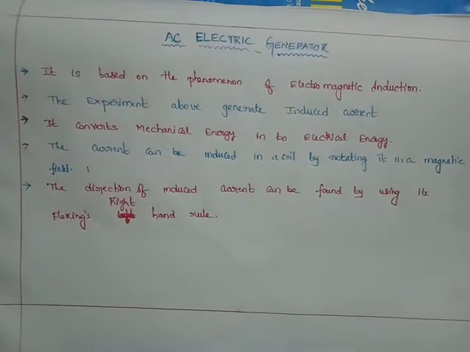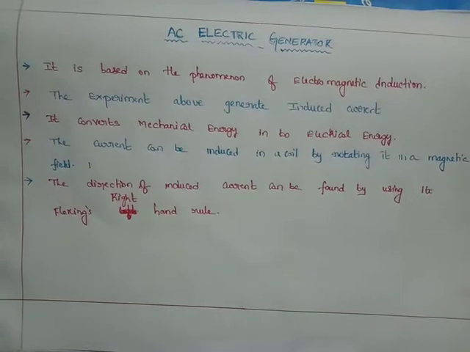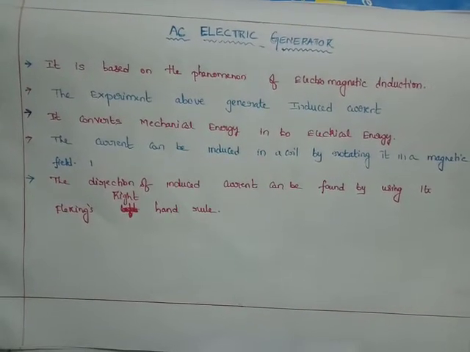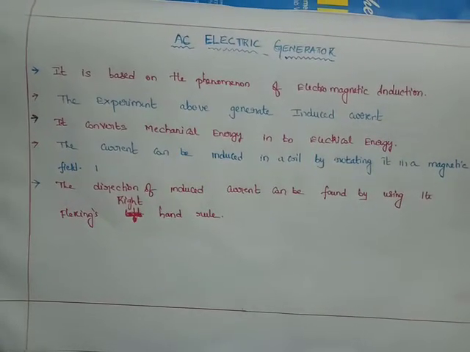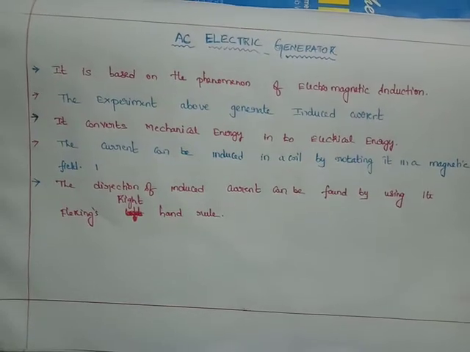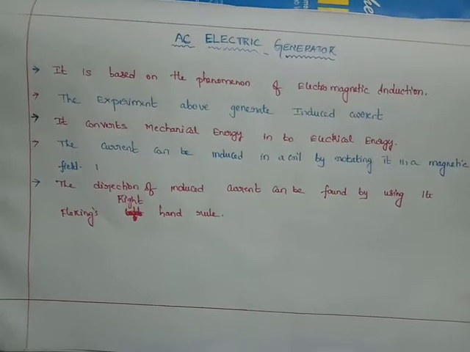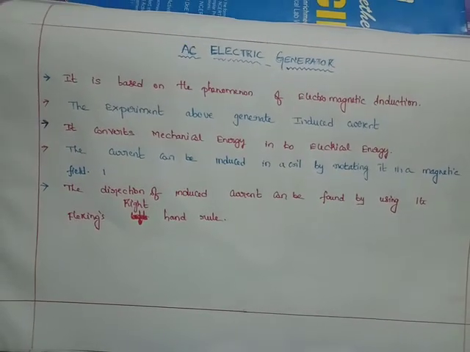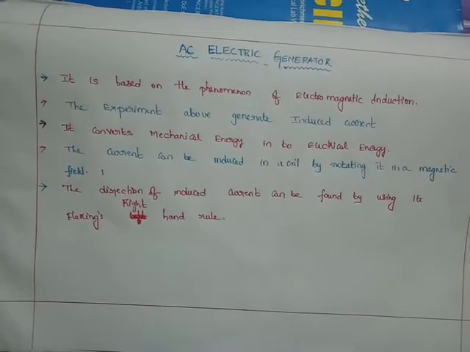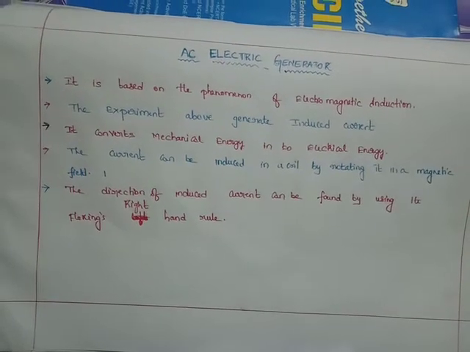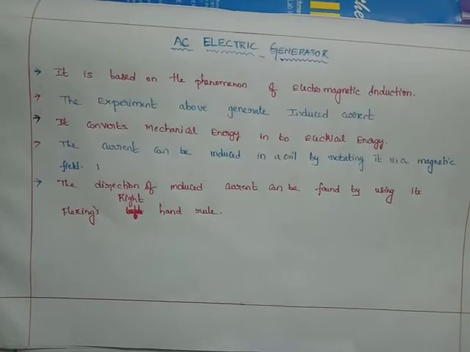Today we are discussing the electric generator, that is, the alternating current electric generator, nothing but the AC electric generator. Here AC means alternating current. Alternating current means that every half rotation of the coil, the current direction changes. So the current direction is reversed every half rotation of the time period. That means the frequency is the important thing here.